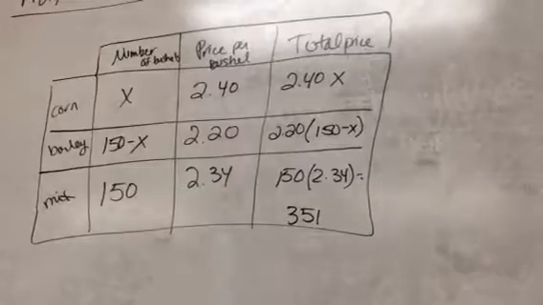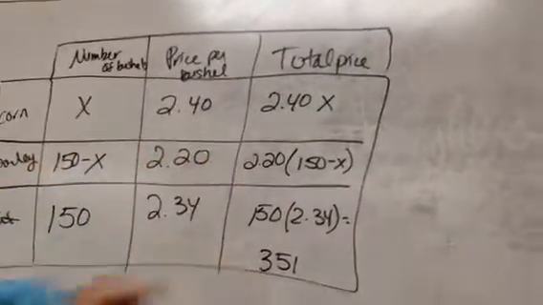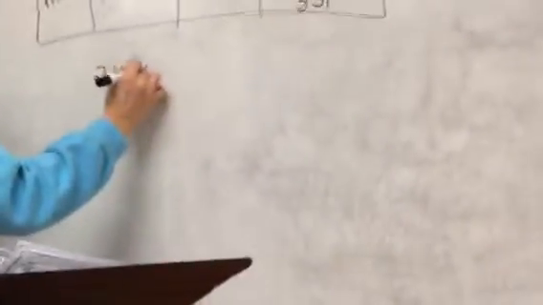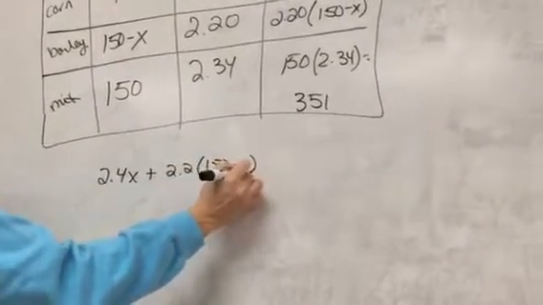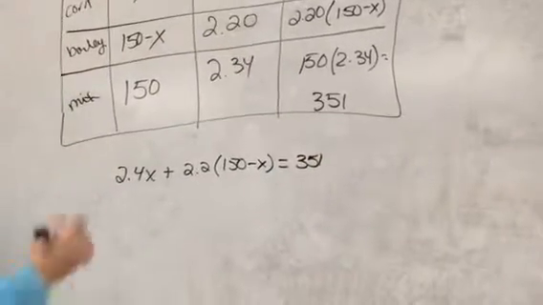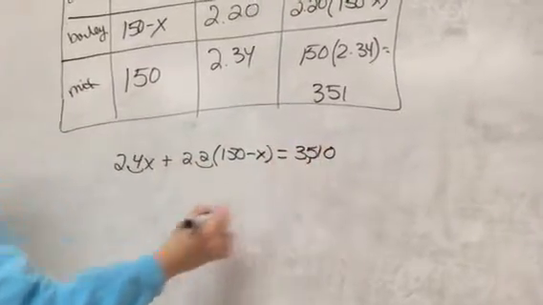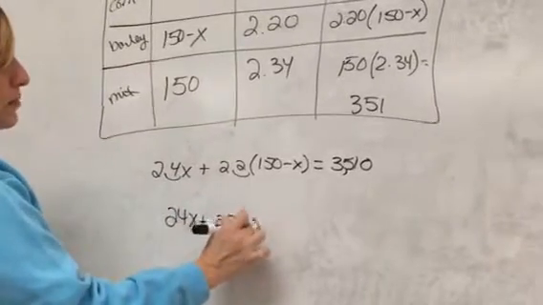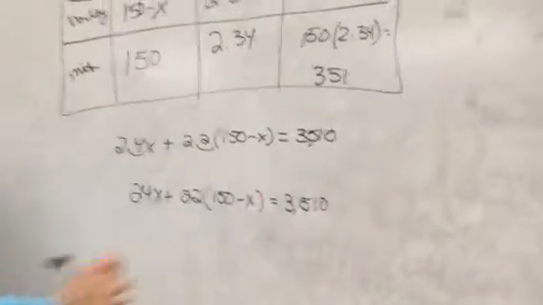So how do we set this up? You're going to say this plus this equals this. Okay? 2.4x plus 2.2 times 150 minus x equals 351. Let's get rid of our decimals. Move that over 1, move that over 1, add a 0, okay? So now I get 24x plus 22 times 150 minus x equals 3,510.